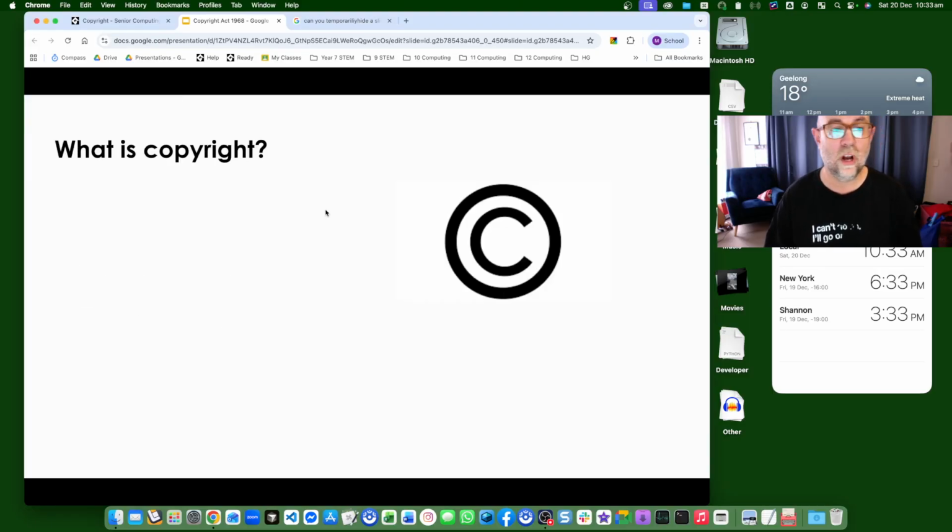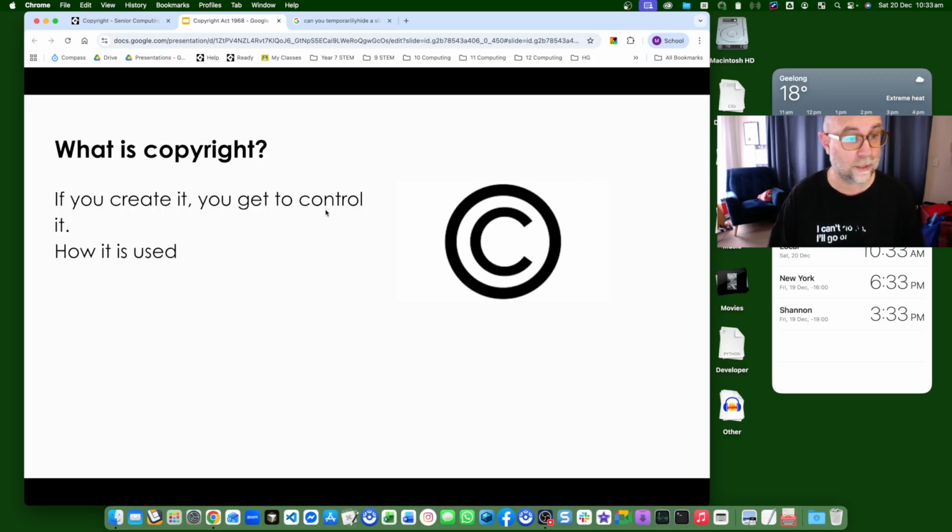So first of all, what do we mean by copyright? At the heart of copyright is this idea that if you create something, then you get to control it. You get to say who uses it, how you use it, and it can be bought and sold like any other piece of property. So as I said there, you can talk about how it's used or how it is shared or copied. I didn't mention it here, but you can also buy and sell copyright.